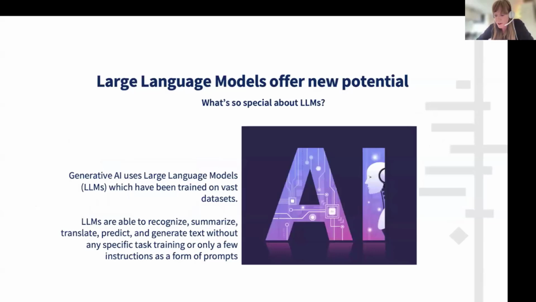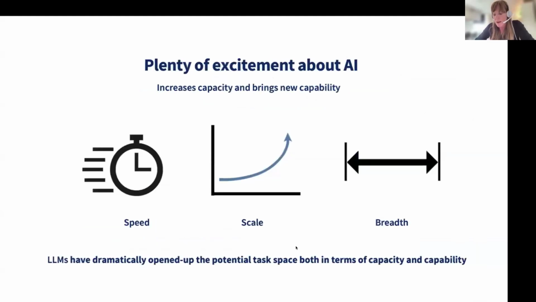Is the excitement and the hype justified? Well, there are some obvious potential advantages. So generative AI uses large language models, which have been trained on vast data sets. And these large language models are able to recognize, summarize, translate, predict, and generate text without any specific task training or with only a few instructions in the form of prompts. There are some obvious potential advantages, including the speed with which these models can perform tasks, which then offers the ability to scale substantially, as well as the ability to tackle tasks in the evidence synthesis process that traditional machine learning has struggled with. Essentially, LLMs, or large language models, have dramatically opened up the potential task space in which automation or semi-automation could play a role.